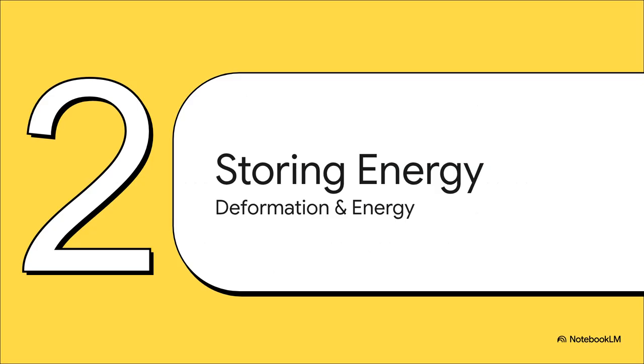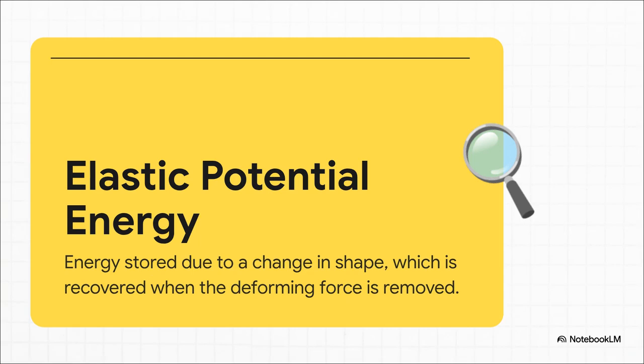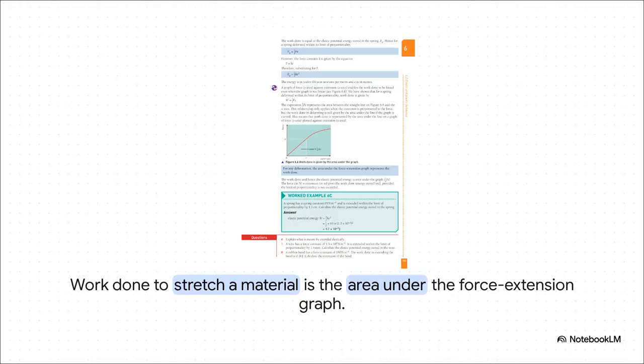Because when you're stretching or bending something, you're not just changing its shape. You're actually storing energy inside of it. And that stored energy has a specific name. We call it elastic potential energy. It's basically the energy an object has just because it's been stretched or compressed. Think about that rubber band again. The work you do to pull it back is stored inside it, just waiting to be released as soon as you let go.